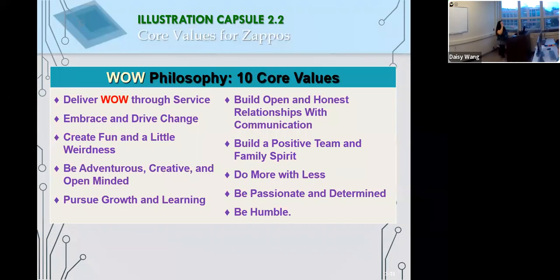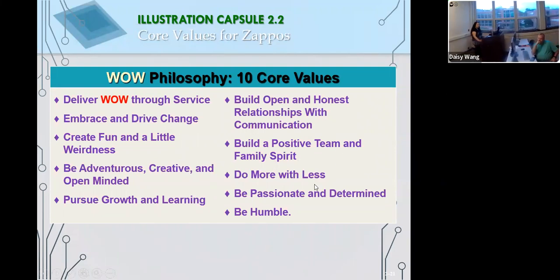So the famous one is Zappos. Okay, so Zappos, they have these 10 philosophies. They want to deliver WOW through service, and they embrace and drive change. They create fun and a little weirdness. Be adventurous, creative, and open-minded. Pursue growth and learning. Build open and honest relationships with communication. Build a positive team and family spirit, do more with less, be passionate and determined, be humble.